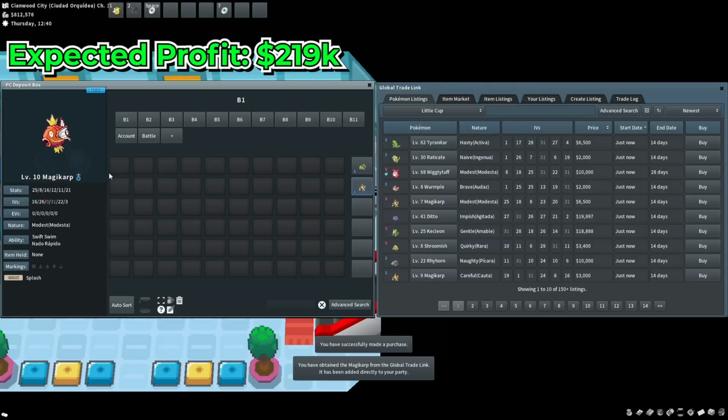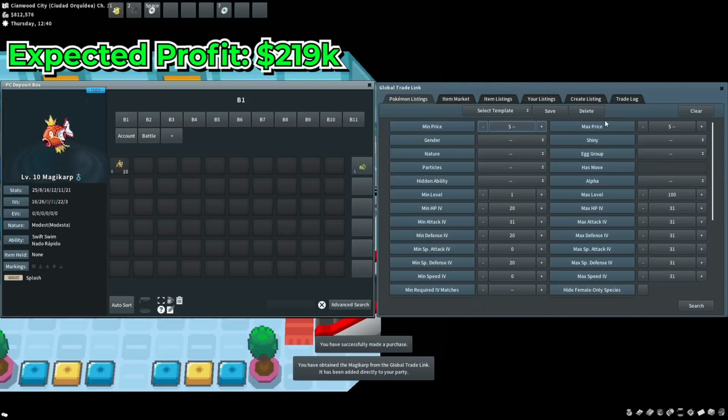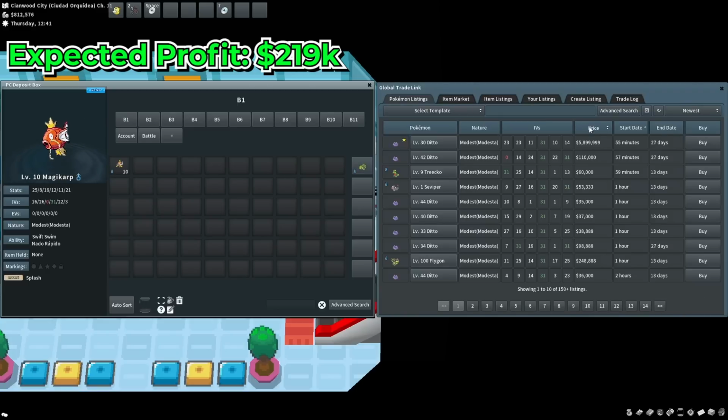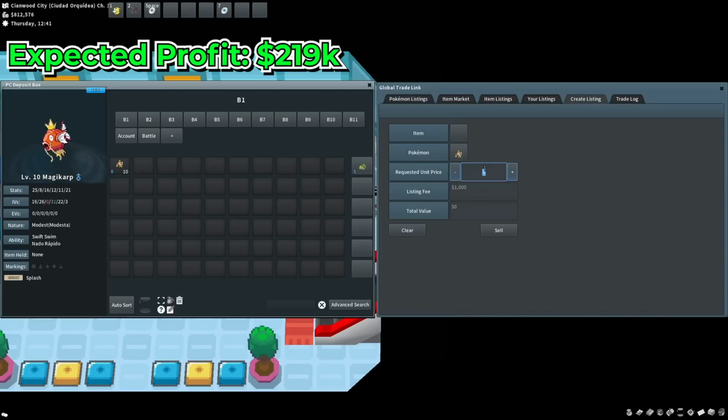Now Modest Dragon with 31 in special attack. I think this goes for around 15k. No, it goes for more, around 20k actually. So we'll be pricing ours at 20 since this is 8 days old. Like this.